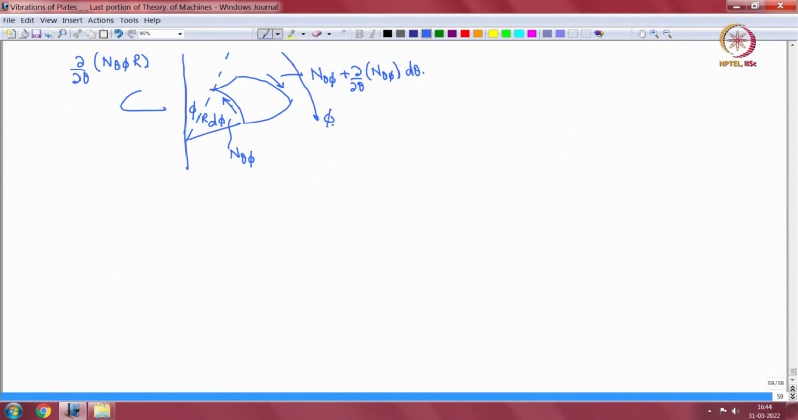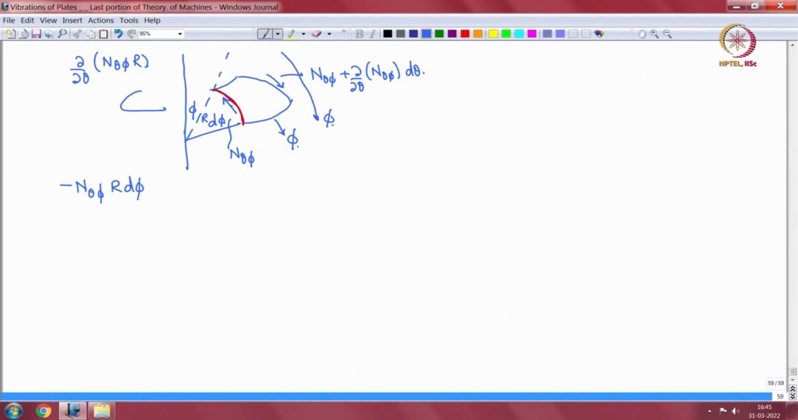Okay, so now we have to add the forces in the phi direction. This is the phi direction. What happens? The negative side, minus n theta phi, is still a force resultant. Then we make it a force by multiplying by r d phi, which is the length of this element.